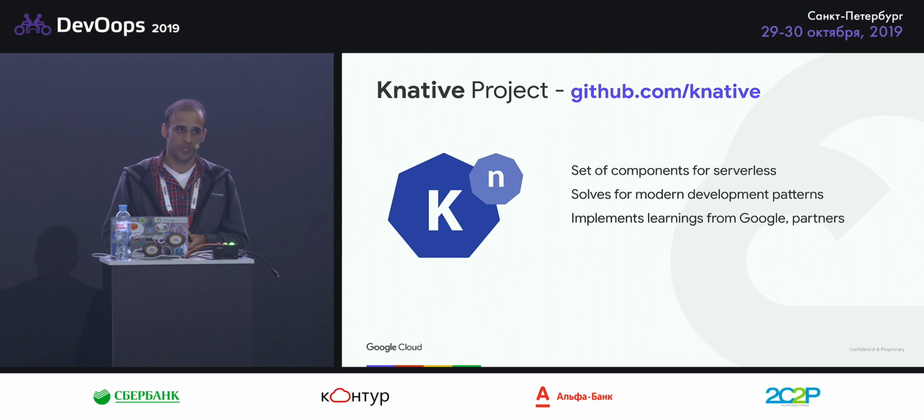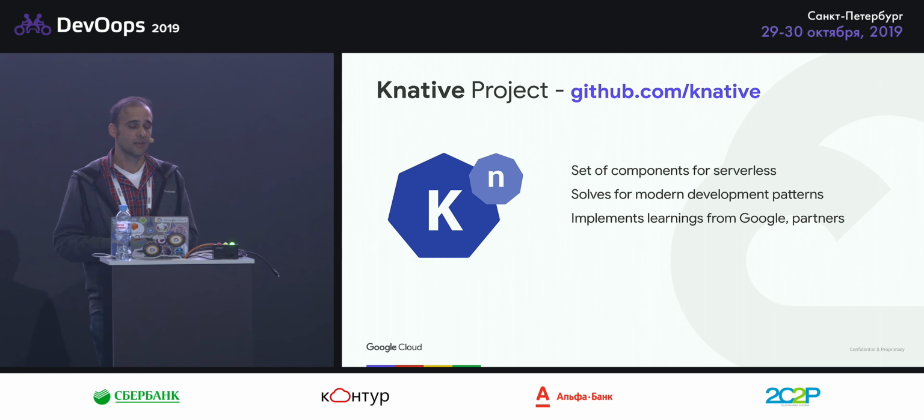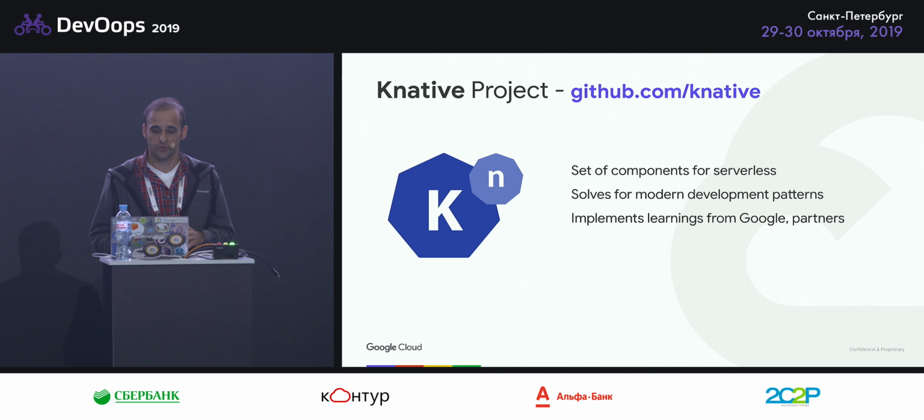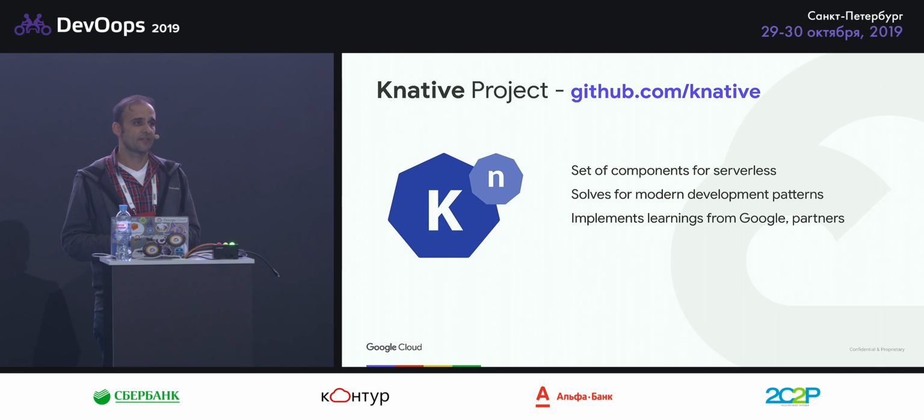It's an open source project on GitHub. It was started by Google, but now a bunch of companies like Red Hat and IBM and SAP and others are contributing, so it's very much open source. And you can think of Knative as a set of components for serverless. So it gives you a set of building blocks to run serverless containers on top of Kubernetes.